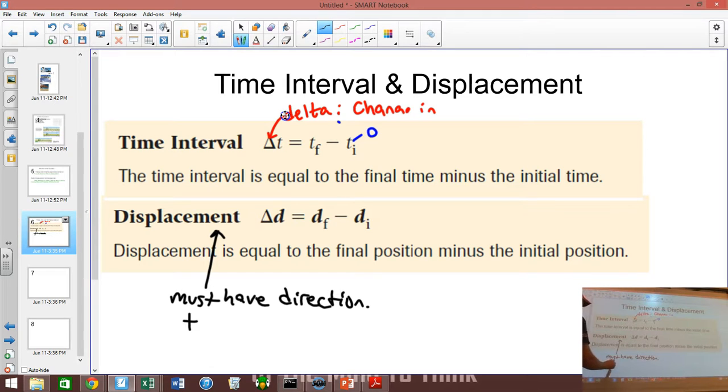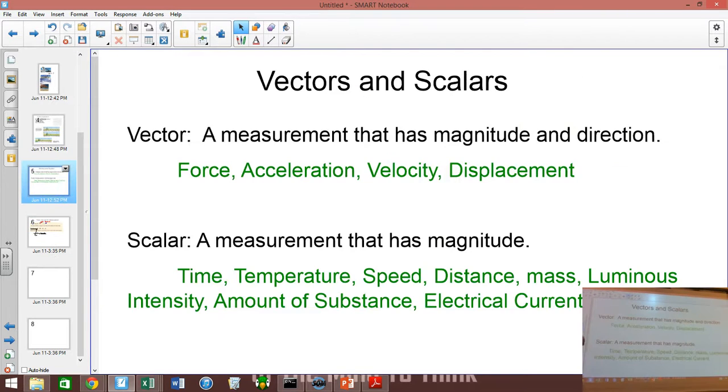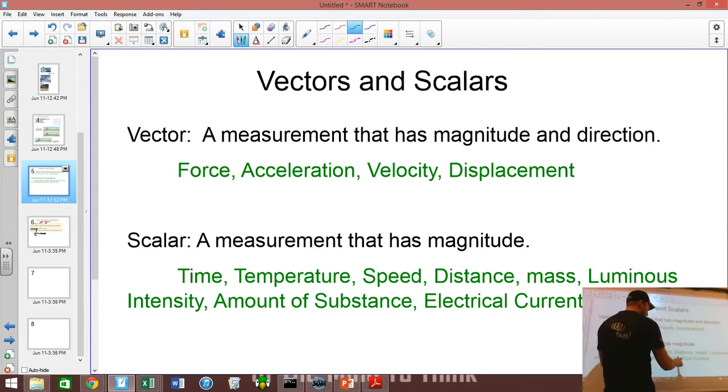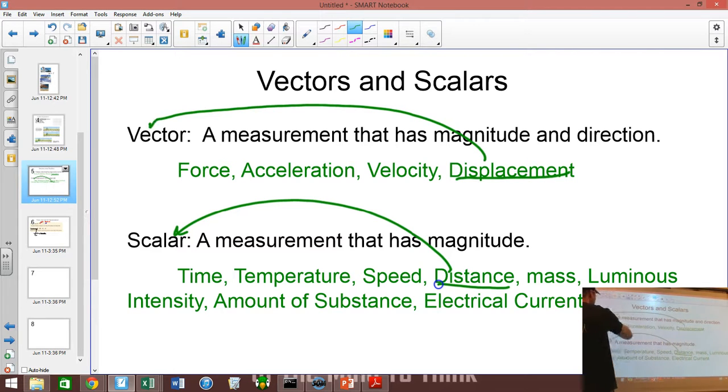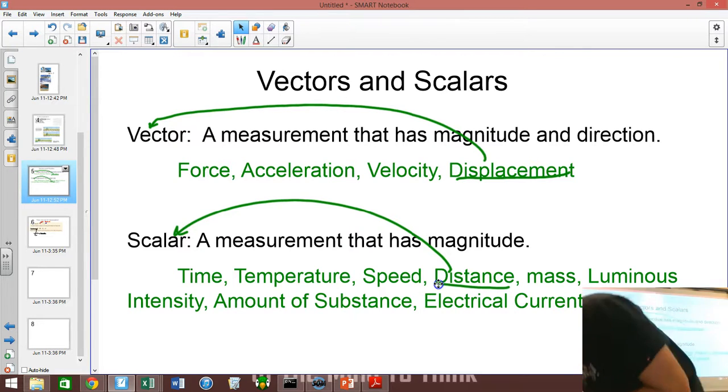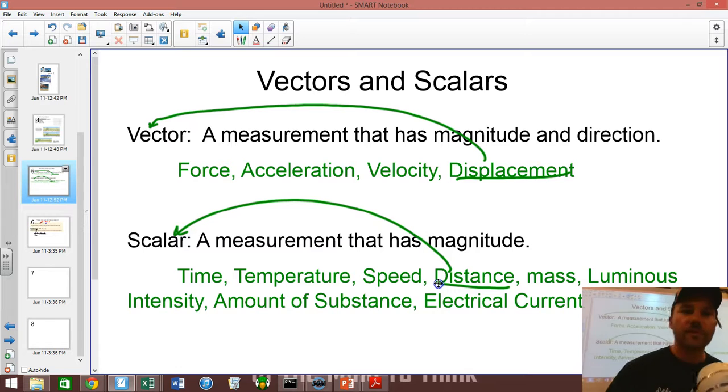A lot of times, if it's positive or if it's negative, that will denote direction if you're talking about a one-dimensional thing. Forwards, backwards. Positive, negative. Sometimes you'll have to have things like up or down, or you may have to have north, south, east, or west. So you must make sure that you have some direction when you're talking about displacement, because displacement and distance, they look really similar, but they're not. Distance is a scalar. Displacement is a vector. Has to have a magnitude and direction.